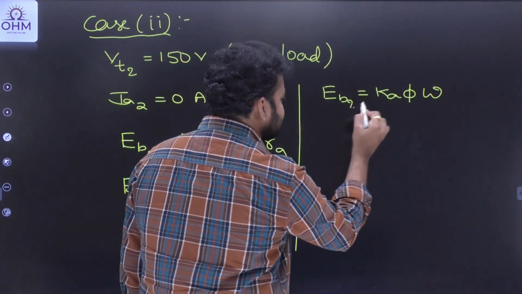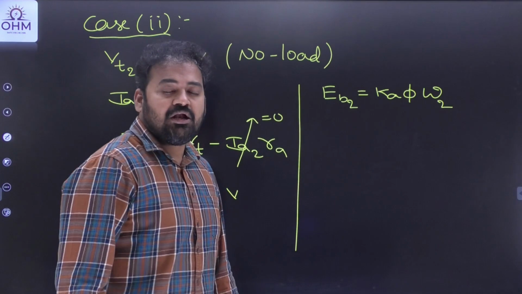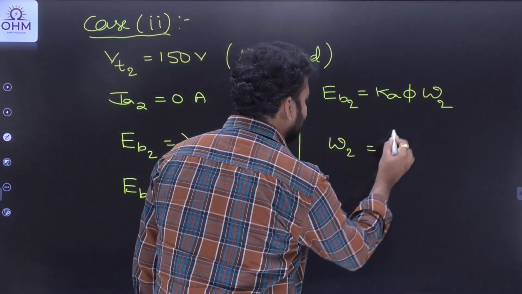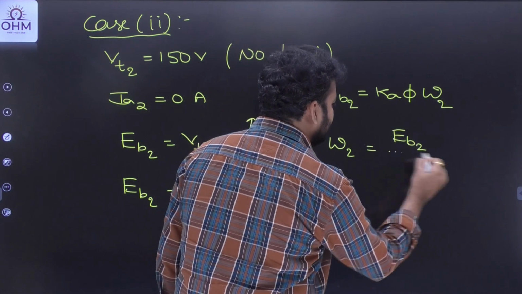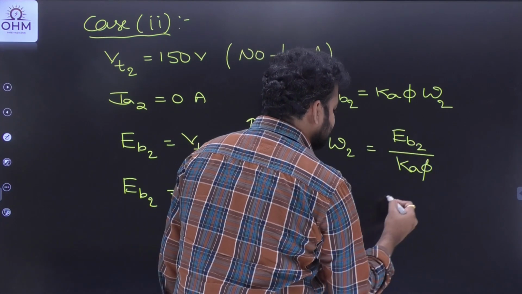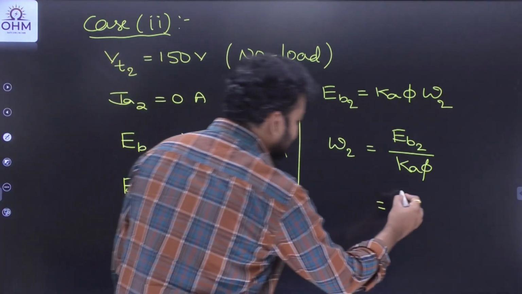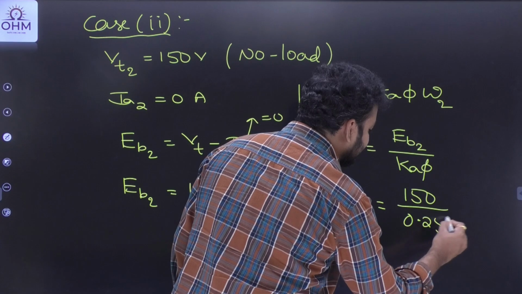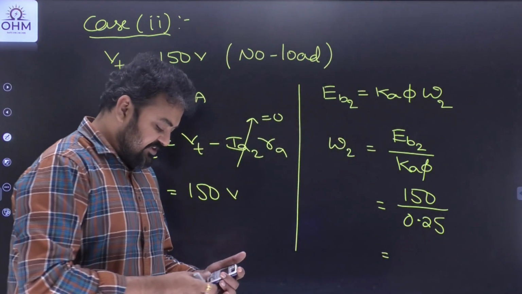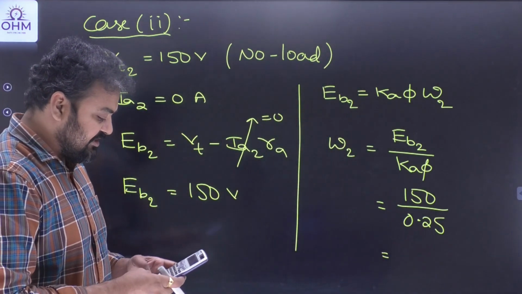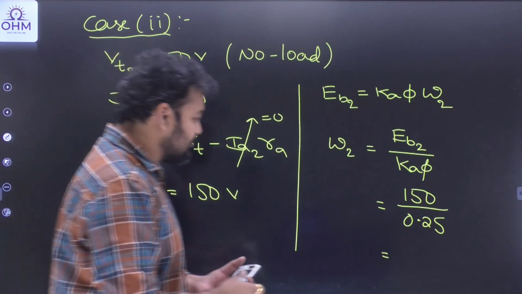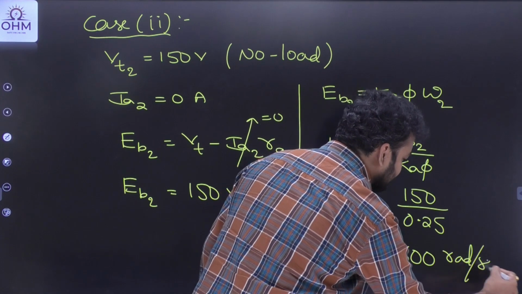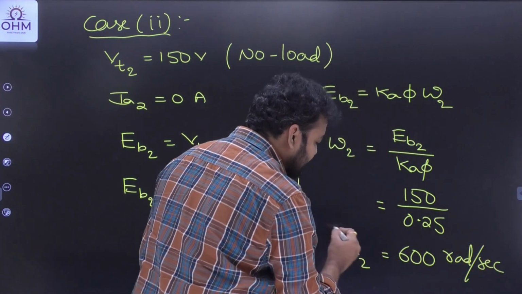It is the second case, therefore omega 2. Now I need the speed in this case. Omega 2 will be equal to simply Eb2 by Ka into phi. What is the back EMF I got? 150 divided by the Ka phi value, which I already identified as 0.25. So if I solve it, 150 divided by 0.25, that is 600 radian per second. This is the speed I got in the second case.